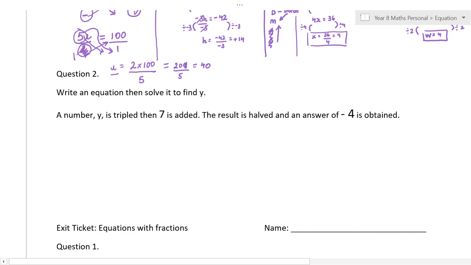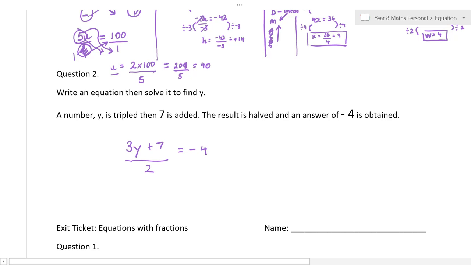Okay, now the last one, we're just turning a sentence into some algebra and we're going to solve it. So this is really no different. We've got a number y which is tripled, so how would we write that? 3y, and then 7 is added, plus 7, that's right. The result is halved, so that's over 2, and the answer is minus 4, that's right. Now we've got to solve for y again.